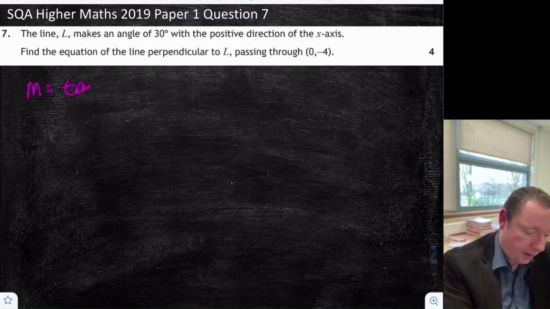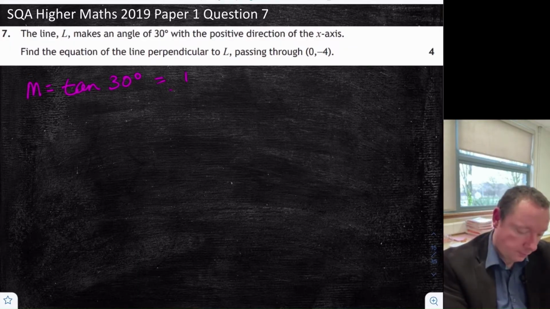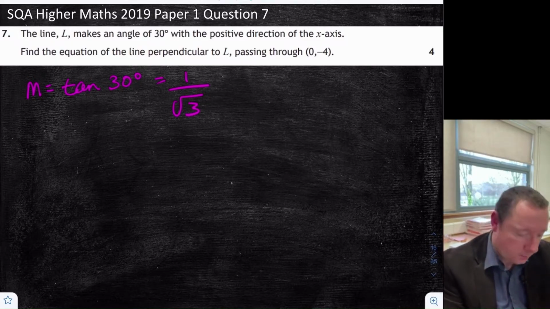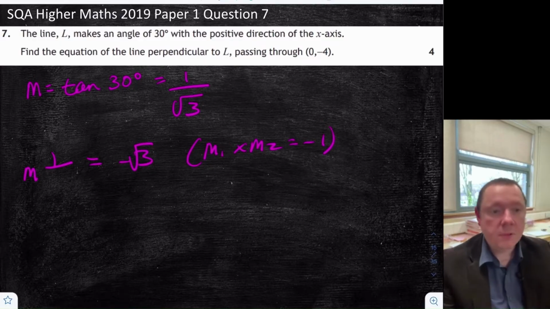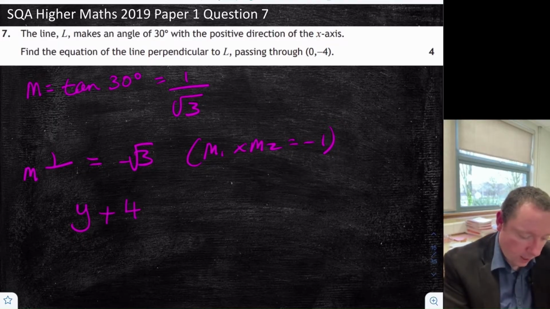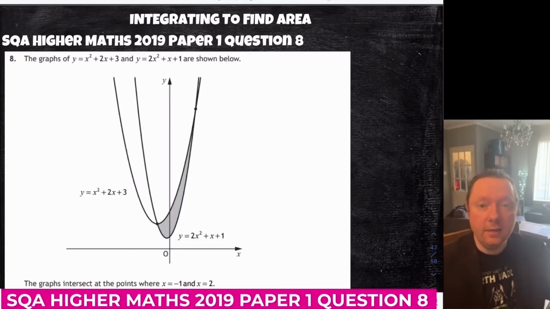Gradient equals tan of 30, which is equal to 1 over root 3. So that means the gradient of our perpendicular is equal to minus root 3, since m1 times m2 equals minus 1. And then we can just use y minus b, y plus 4 then equals minus root 3 (x minus 0). So y equals minus root 3x minus 4, and we're done there.